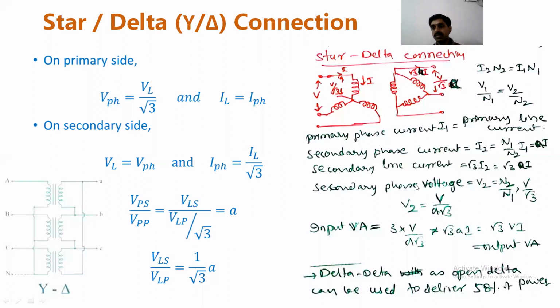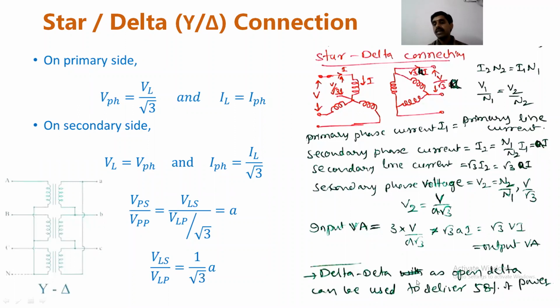You can observe from this discussion. Therefore, what is the input VA? 3 into V by A root 3 into the current flowing, root 3 A. It is root 3 VI, which is equal to the output VA. That means on both sides the volt-ampere rating must be the same, as in the star-star. For that case, this current should be like this. Then you will get the same rating on the input VA as well as the output side VA if you substitute the voltages and currents on the primary side as well as the secondary side. Understand?